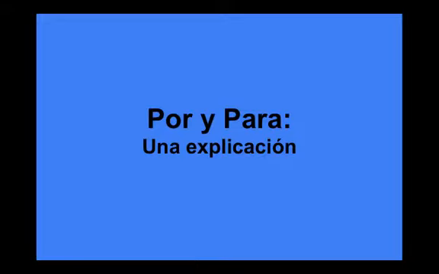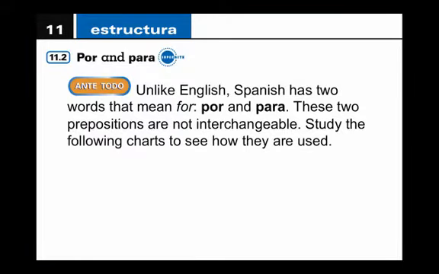So remember that the Mosaicos textbook will show you por y para on page 111 and continues its explanation of the rules on page 112. So por y para is very important. And we only use it in one way in English, and that is for. Okay? So unlike English, Spanish has two words that mean for. Por and para. These two prepositions are not interchangeable. You use each one in specific circumstances, okay? So you use por for certain instances, and para will also be used in certain instances.